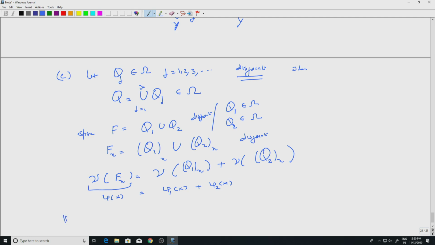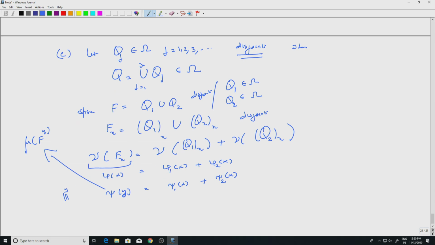Similarly, if I look at psi of y, so what is psi? Psi is the corresponding function, so that would be mu of f super y, right. So this would be psi 1 of x plus psi 2 of x, and we are trying to prove that certain integrals are the same, but that follows immediately now, because we know that this is true for phi 1 and phi 2, right.